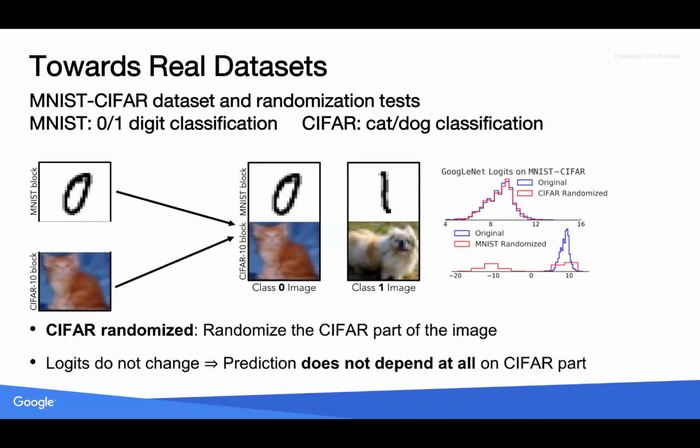So if we randomize only the CIFAR part, it turns out that in the top figure on the rightmost side, the red is the output logits after CIFAR randomization. They overlap with the blue logits, which are the original logits on the original data set. So CIFAR randomization doesn't have any effect on the model's output. Whereas in the bottom one, where we are randomizing the MNIST part of the image, the red ones are completely different from the blue ones, which says that the model is heavily relying on the MNIST part, but not on the CIFAR part.